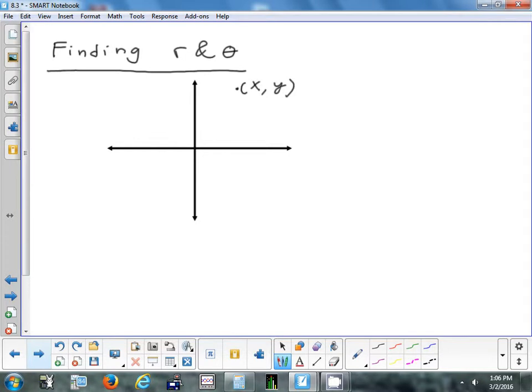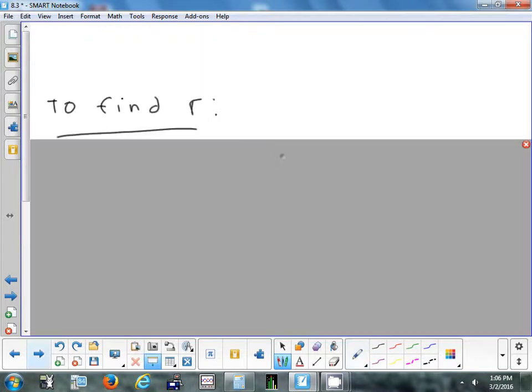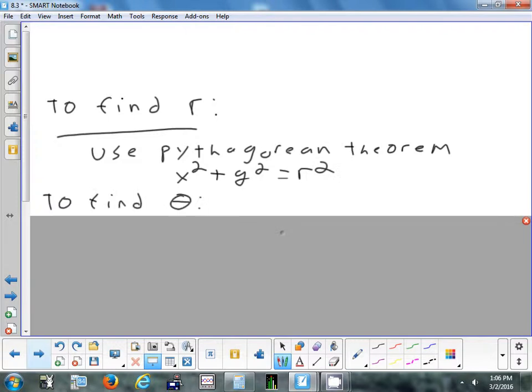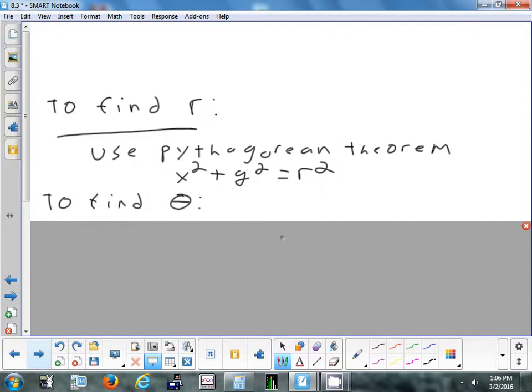All right, so that's the first thing we need to find, that radius. And that's r. Use your Pythagorean theorem. Make a triangle. And you don't need law of sines or cosines because that's a 90. So x squared plus y squared equals r squared. Now, we're going to go back to that diagram because we still need to figure out theta. But that's how we get r.